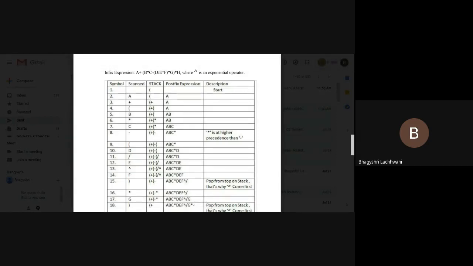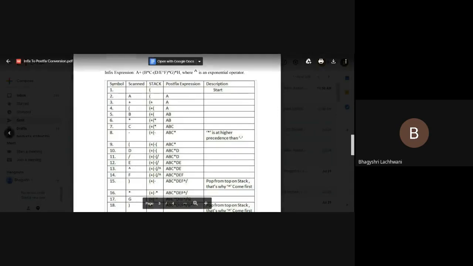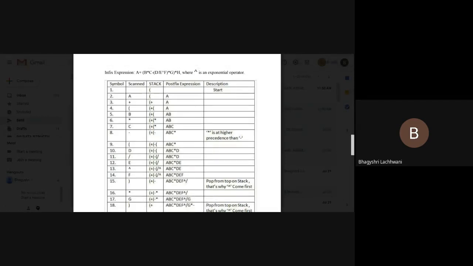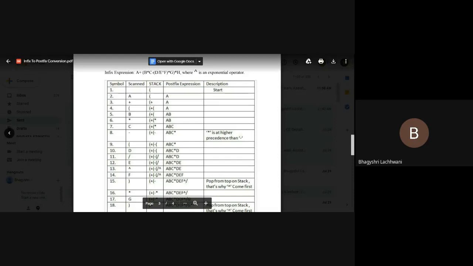Next time d is coming, it is an operand, so no need for the calculation. Directly we will move it to the postfix expression. So abc star d, then division is coming, so directly, it is an operator, that means we will put it into the stack. Again e is coming, so no need for the calculation, we will directly move it to the postfix. Exponential is coming. Exponential has the higher precedence, so it will be on the top of the stack after the division.